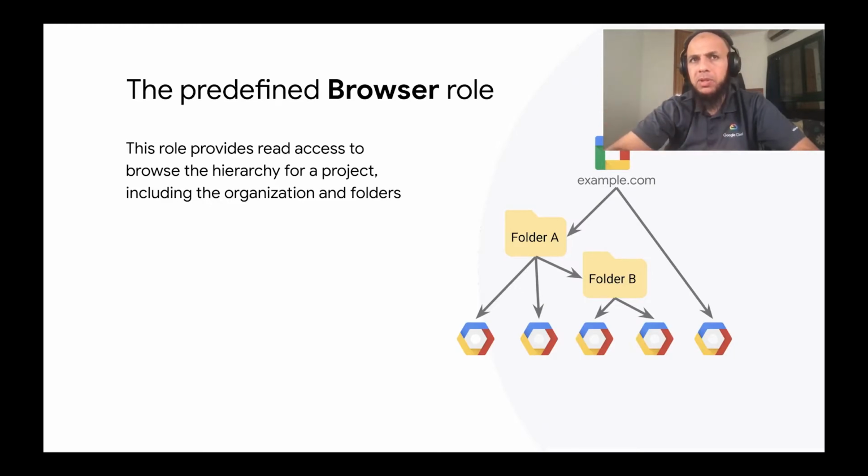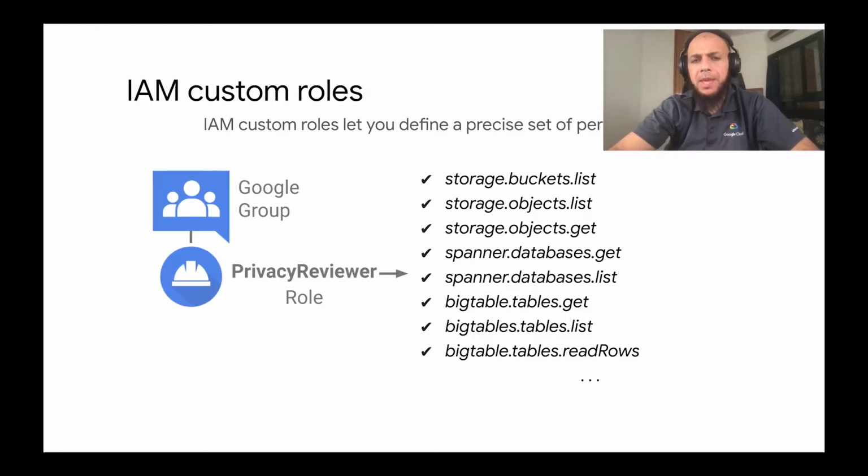I pretty much mentioned the browser role earlier. But with custom roles, I can customize the predefined role. I can use a combination of multiple predefined roles and use only the permissions from one predefined role or multiple predefined roles to give just the right permissions for a particular identity, member, or group, or whatever that might be, to do just the task they should be doing.